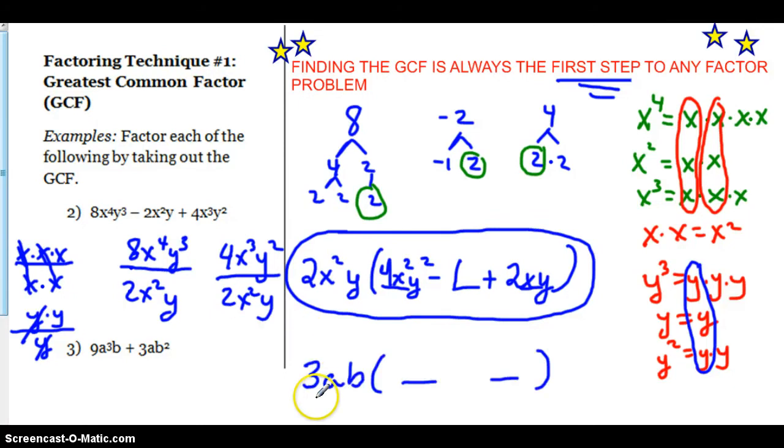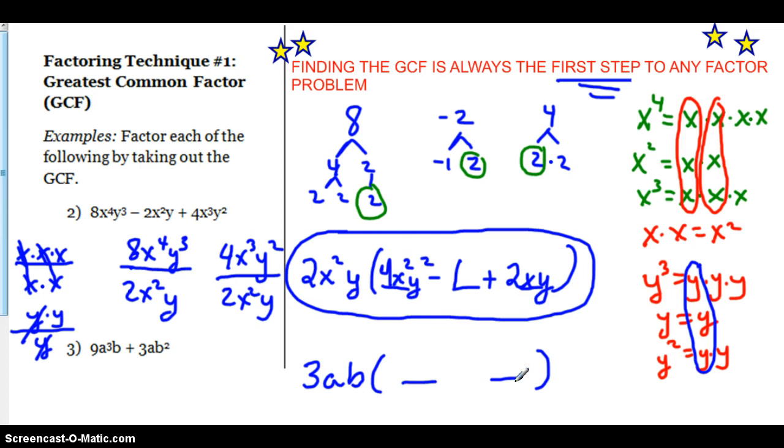Okay, so you should have found that your greatest common factor was 3ab, because the greatest thing in common between 9 and 3 would be 3. And then between a cubed and a would be a. And between b and b squared would be b. So that's your greatest common factor. So we've divided that out, and now we have to fill in our blanks.